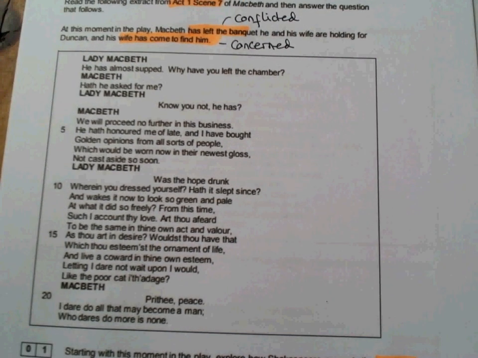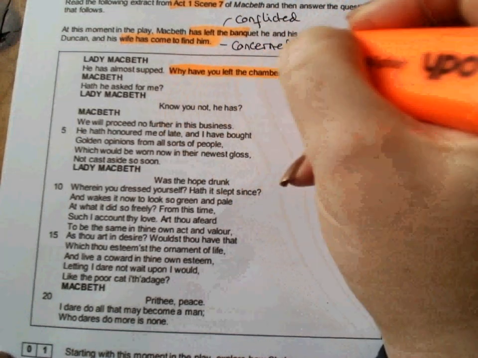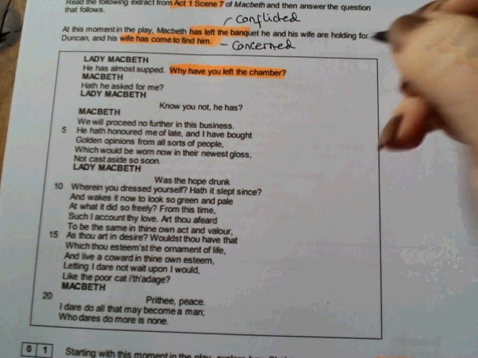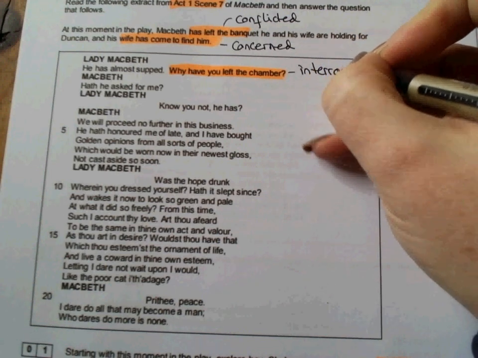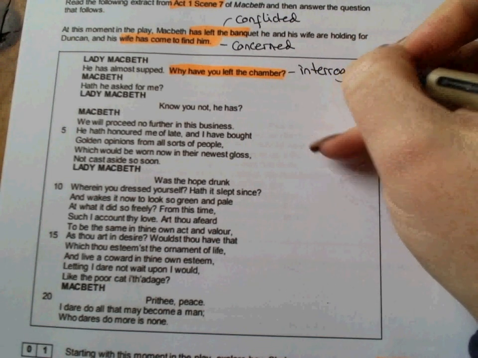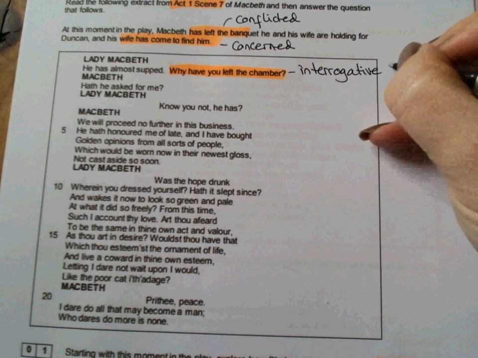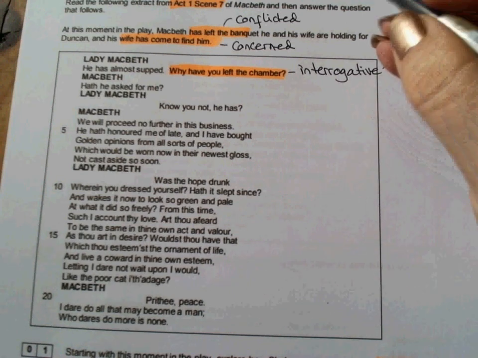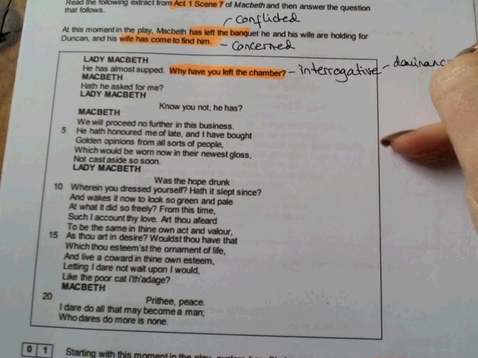Right, okay, so let's have a look at the extract, and remember that key focus, which is: what do we learn about the marriage? So the first thing to notice is that she starts with this question, or the proper word for this would be an interrogative. If you think about it in the same way as an interrogation is asking people questions. So an interrogative here, why have you left the chamber? It's establishing, isn't it, the kind of dominance that she has, that she can question her husband.